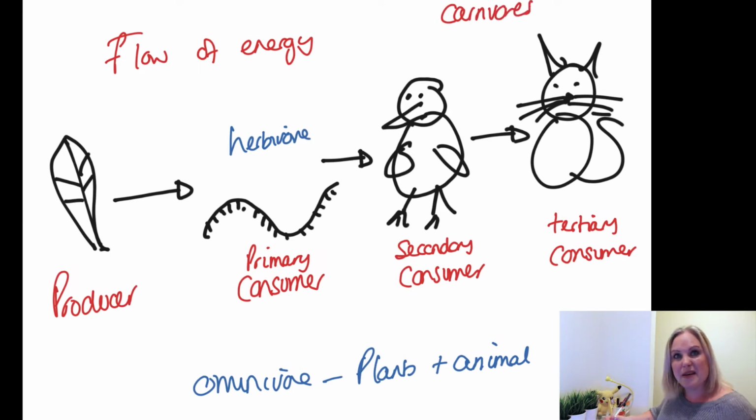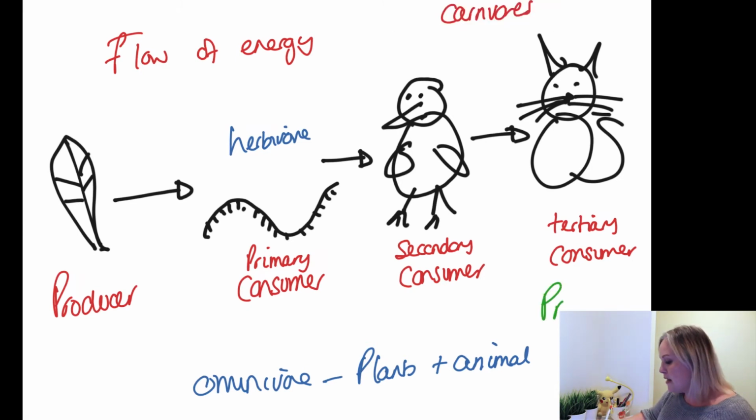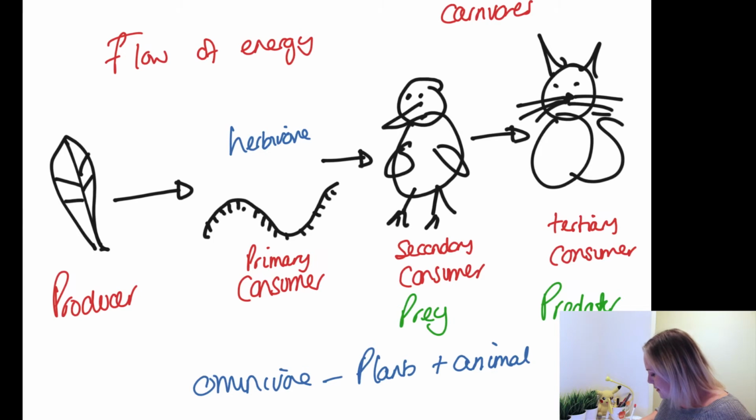Because they eat meat, don't they? Okay, another word we've got to be aware of is predator and prey. So we're talking about predator and prey throughout the rest of the lesson, so let's just be really clear that we know what they mean. So a predator eats a prey. So in this example, our cat is a predator, our bird is a prey, okay?